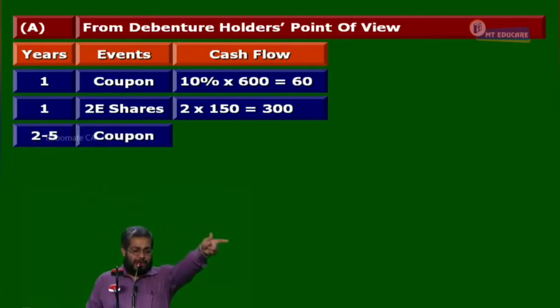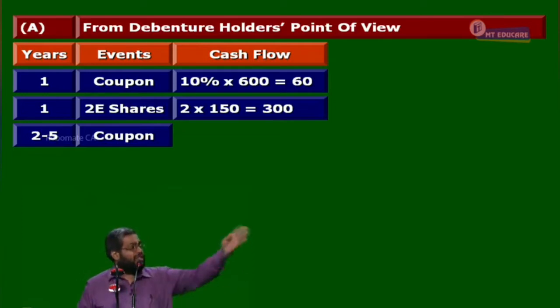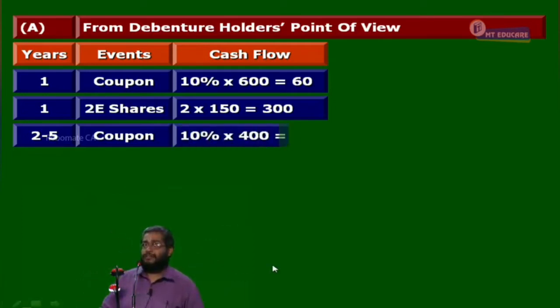They pay me 10% coupon on 600 or 400? 400. Already they redeem how much? 200. Don't say 300, because they redeem 200 rupees; the 300 depends on the share, which is a different issue. The redemption value is 200, and the face value outstanding is 400. 10% into 400 is the coupon, 40. Coupon is 40. This years 2 to 5 is a multiple annual annuity. Is it a normal annuity, annuity due, or mid annuity? It is a mid annuity.